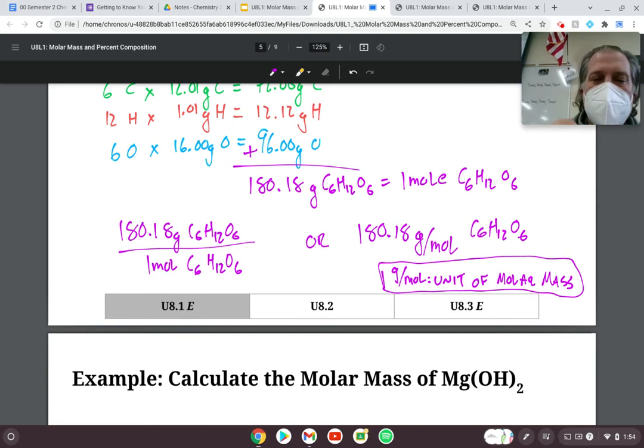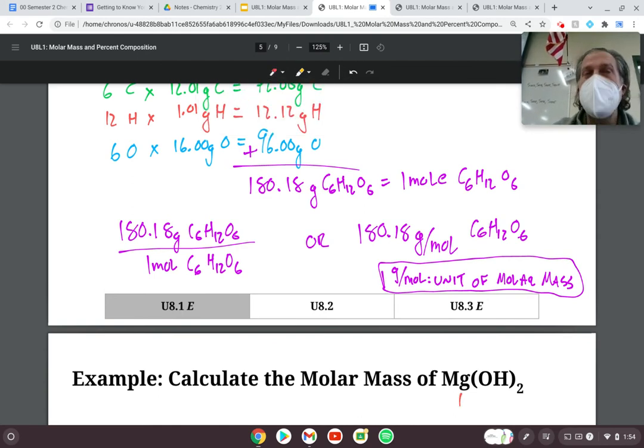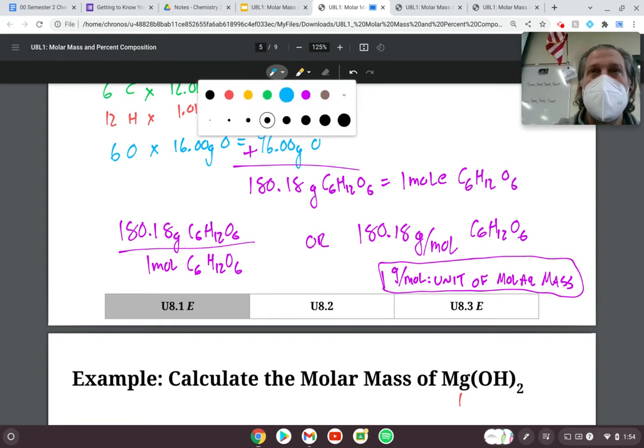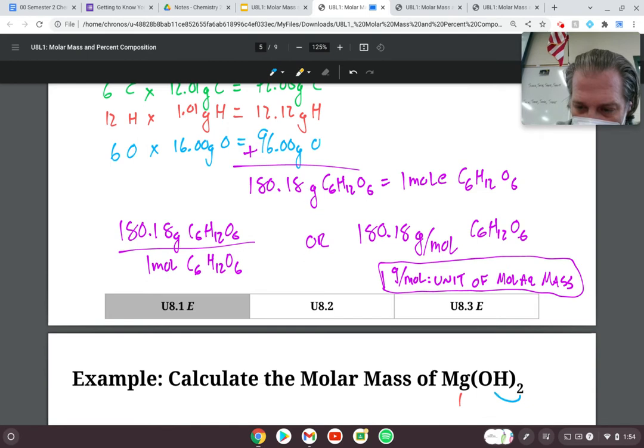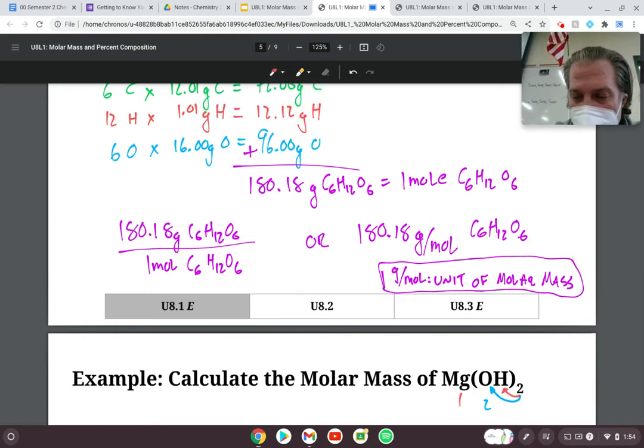How many magnesiums are present? One. Yeah. How many oxygens are present? So this 2 distributes itself to the O, so there's 2 oxygens. How many hydrogens are present? Also 2. Okay? So when you have a 2 outside of the parentheses, it multiplies everything inside the parentheses by that value.